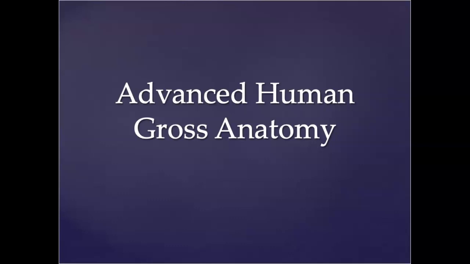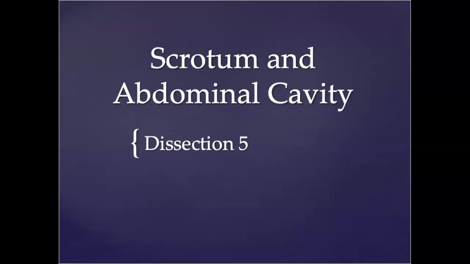Today is our fifth dissection. We left off looking at the spermatic cord as it goes through the inguinal canal. Today, we'll be following that spermatic cord into the scrotum and also doing some dissection of the abdominal wall a bit further.